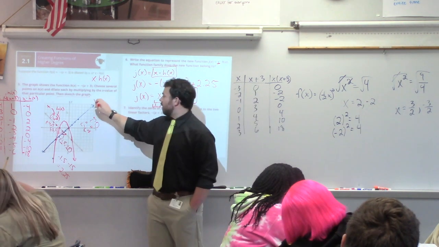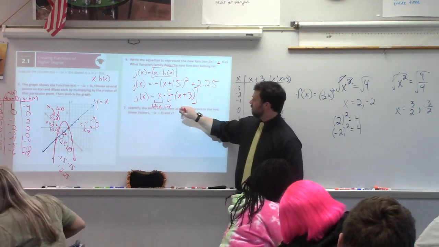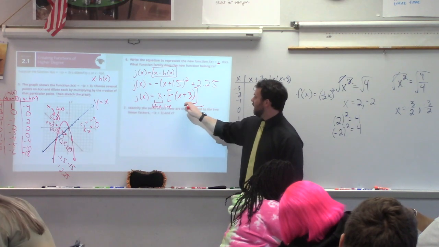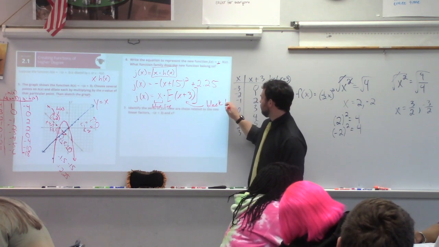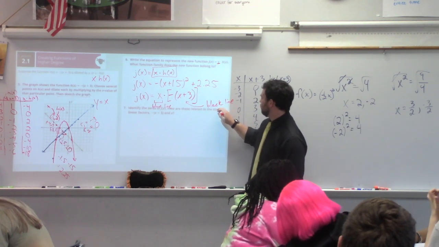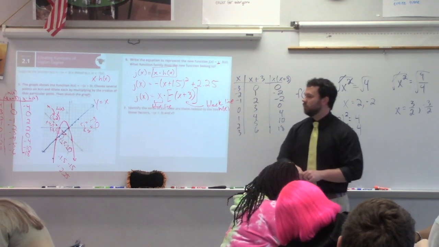That is literally y equals x. That's what I want you to see there. This right here, the negative, parentheses x plus 3, that is the black line. That's h of x. And we multiply them to get what?